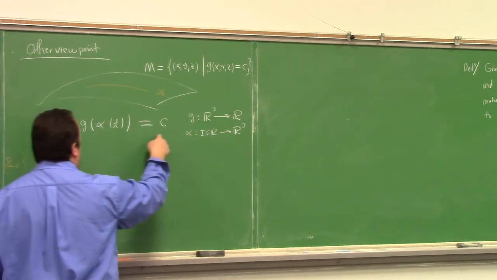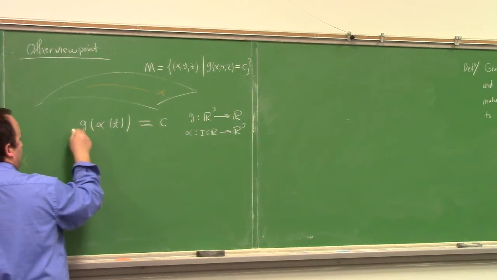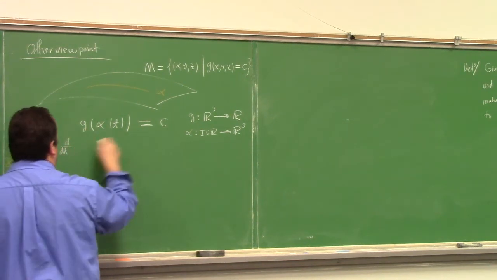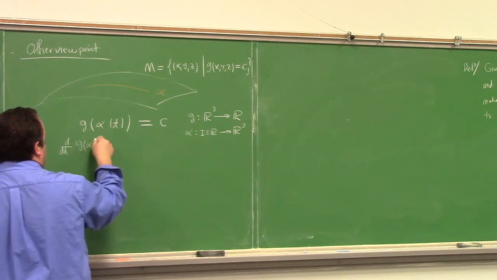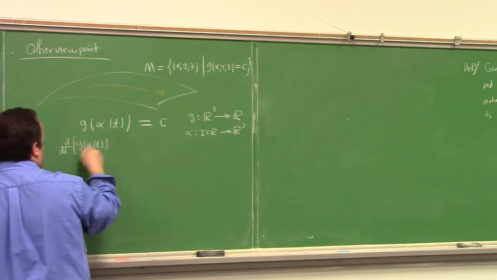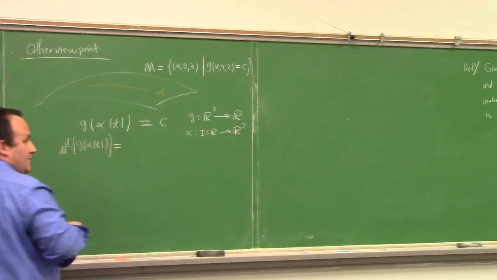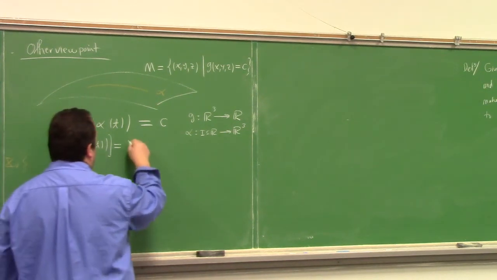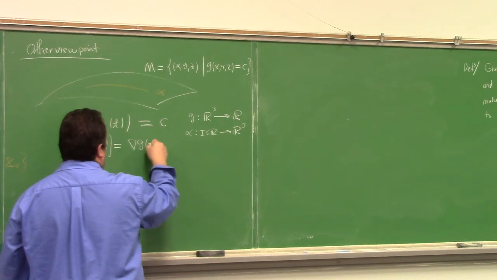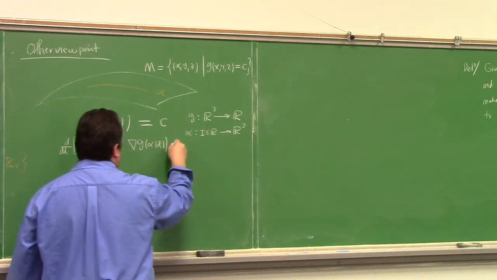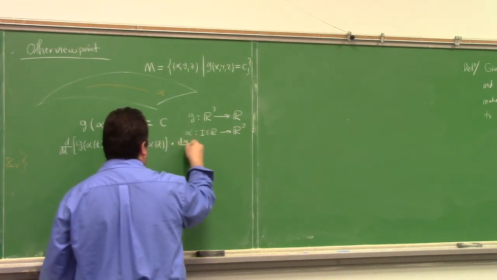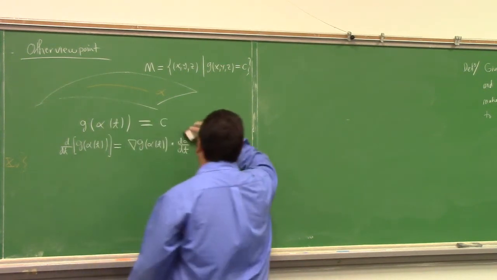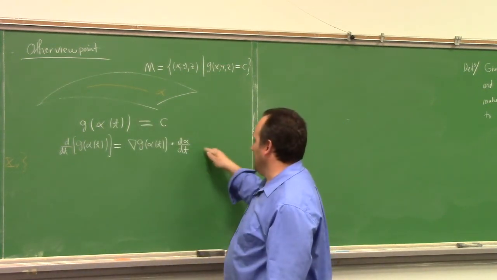And what happens when you differentiate this? You get 0 on that side. But what do we get on the left-hand side? Derivative of a composite. We get the gradient of G at alpha of t dotted with d alpha dt. That's the chain rule here. But on the flip side, that's equal to 0. So what does that show you?